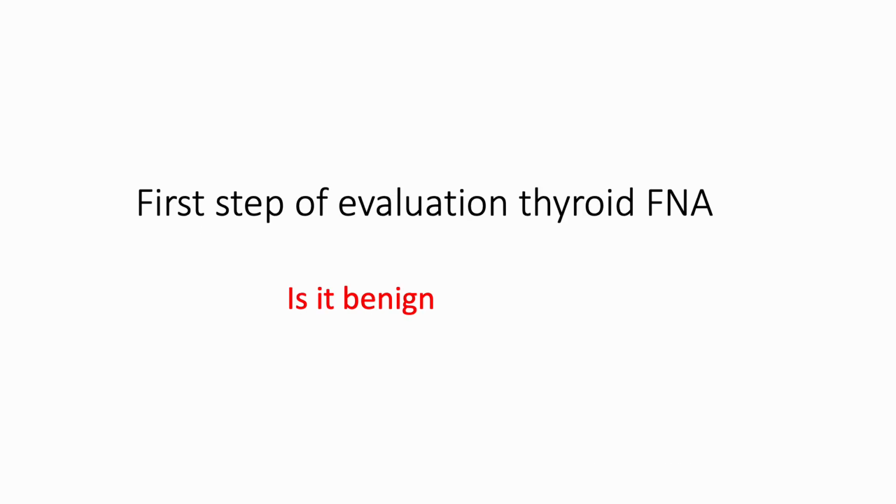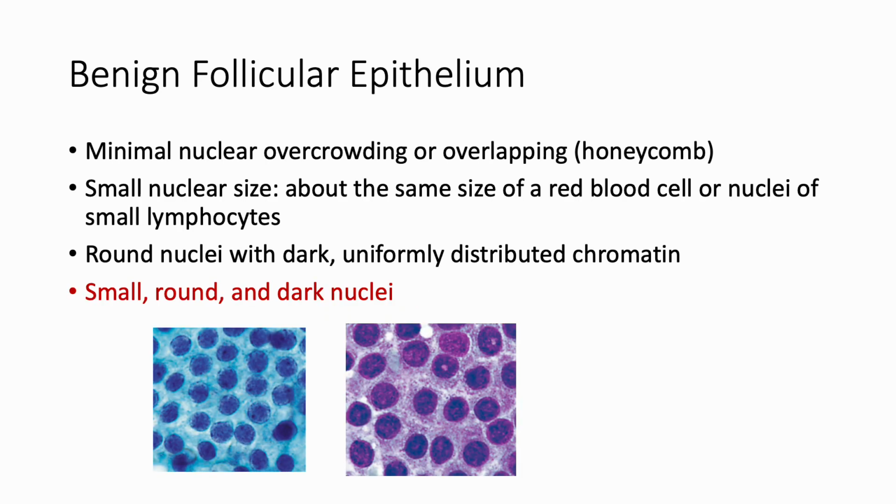So, when you're looking at a thyroid FNA, the first question to ask is: is this nodule benign? A benign diagnosis relies on identifying benign follicular epithelium. These cells usually appear in a nice, clean honeycomb pattern, like what you see in these two images. The nuclei should show minimal overlapping or crowding. They're small, about the size of a red blood cell or a small lymphocyte nucleus. They're round, have smooth nuclear membranes, and show dark, evenly distributed chromatin. In short, small, round, and dark. That's what benign nuclei look like.